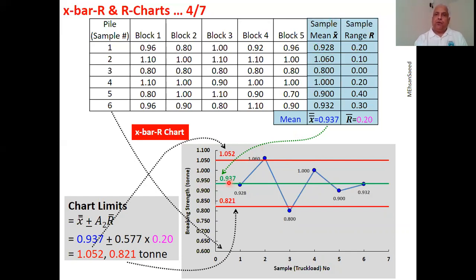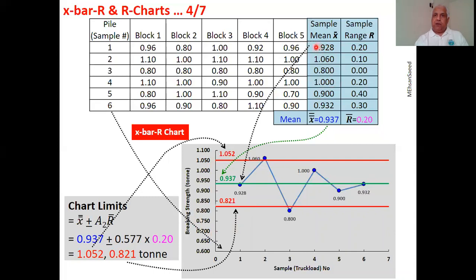Next, we plot the control limits. We had found the upper control limit to be 1.052 and the lower control limit to be 0.82 ton. The next stage is to plot the data. As I said, for an X bar R chart, we plot the means.